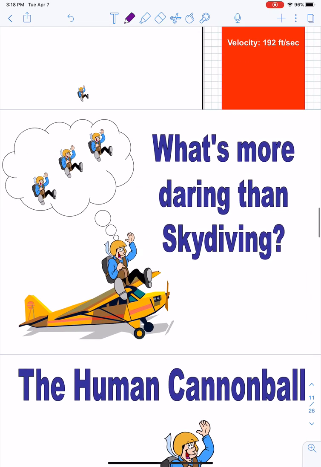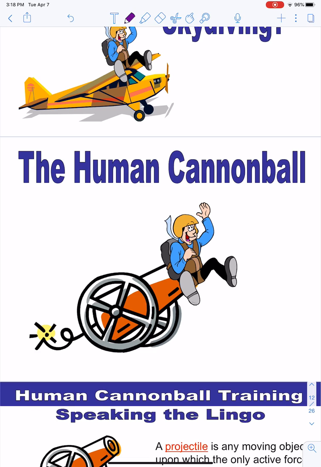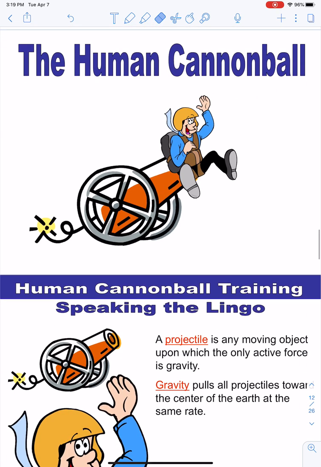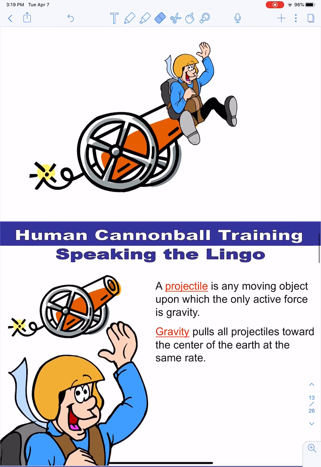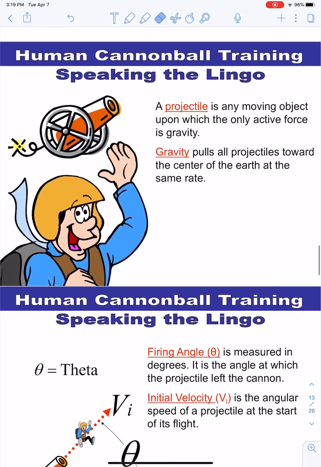Another is what's more daring than skydiving? Dun, dun, dun, the human cannonball, or shooting a marble out of a miniature launcher, or a pen out of with a rubber band, something like that. But a projectile is what we're looking at. It's any moving object, and then gravity is the force acting on it. So gravity pulls it towards the earth.